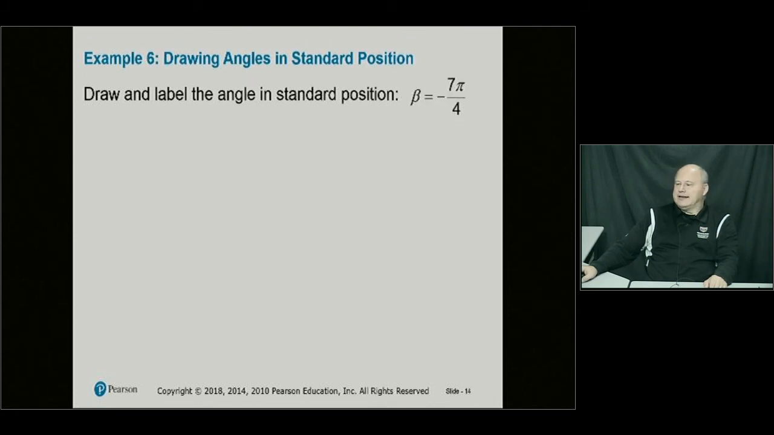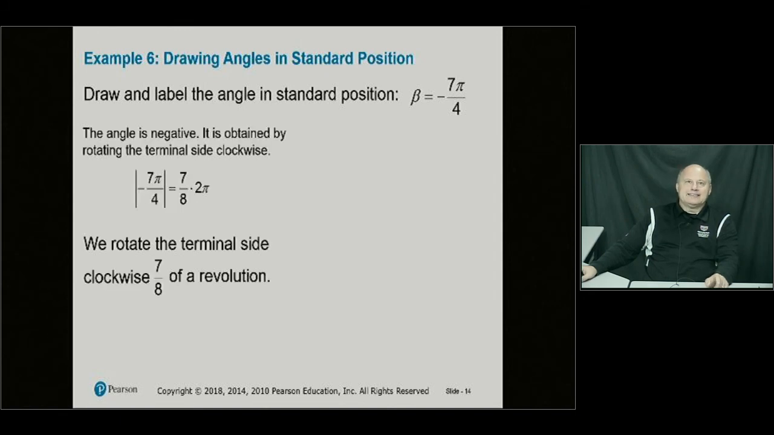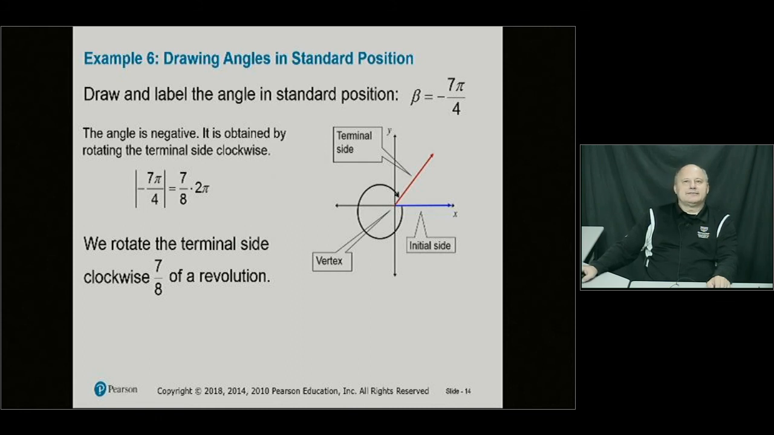Okay, let's do another one. Example 6. Drawing angles in standard position. Draw and label the standard position angle of -7 pi over 4. Now remember, this is another negative angle. It's obtained by rotating the terminal side clockwise because it's negative. So negative 7 pi over 4 is 7/8 of 2 pi. So basically it's going to be 7 sectors. So we rotate the terminal side 7/8 of a revolution. So it looks like this.